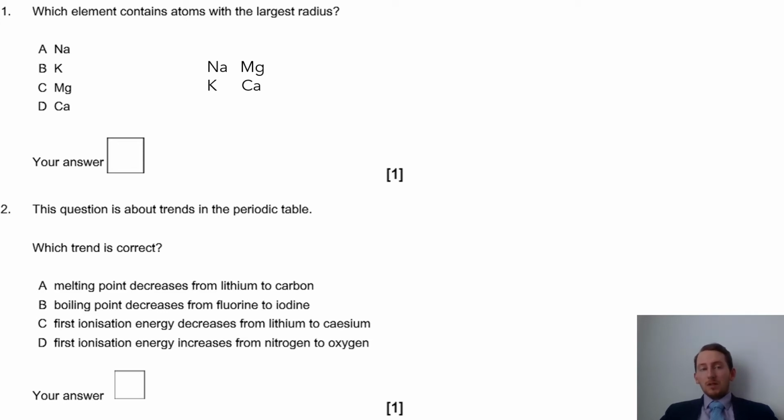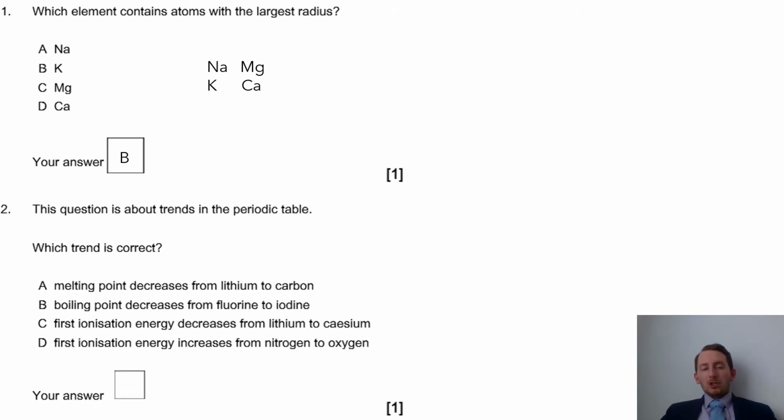So I can cancel out A and C. Now that leaves me potassium and calcium. Which one's larger? Well, the answer is B, potassium. Now that's because calcium has an extra proton, therefore has a greater nuclear charge and greater attraction between the outer electrons, so therefore has a greater pull, so it brings it in a little bit more. So potassium just edges out calcium.